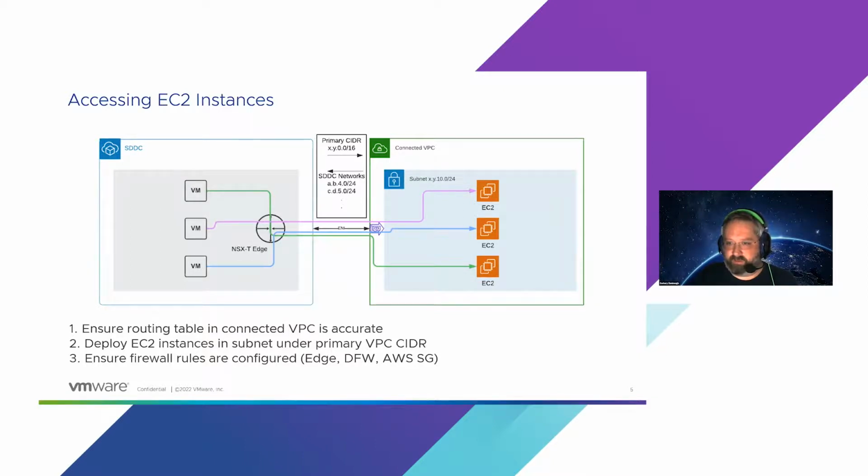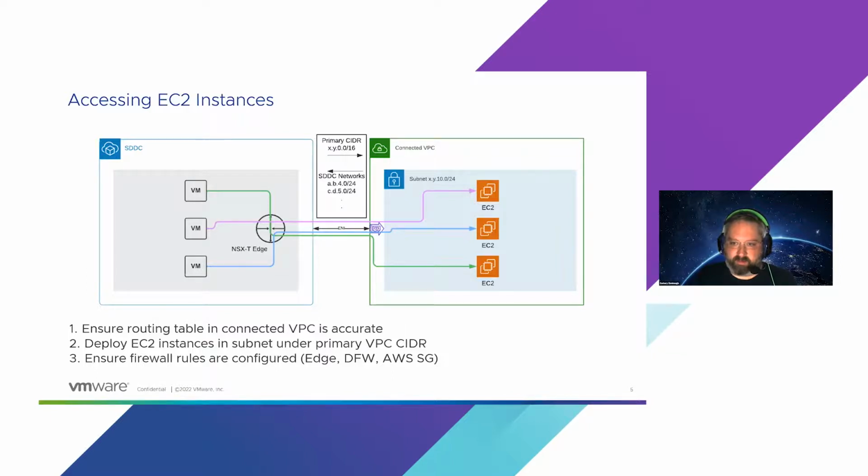So in the SDDC, we have a distributed firewall. By default, that allows all traffic. So if you're not using it actively, it'll just be open. A lot of customers are using it to get more granular firewall control. So you would want to make sure that you have your rules set up correctly to allow traffic to and from EC2 subnets. Secondly, you need to configure the edge firewall, the compute firewall.